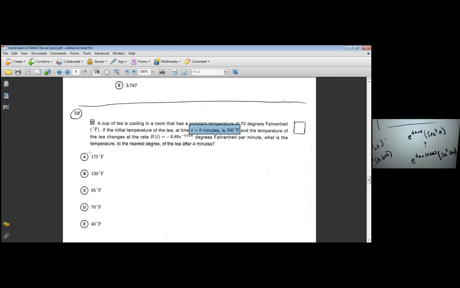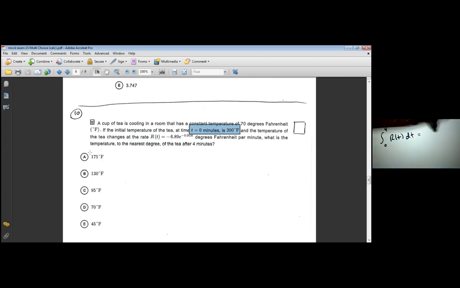So temperature's changing. They're giving us a rate. If you integrate a rate, you get an amount. So my instinct here is to try some FTC. If we integrate R of t from something they give me to something I want, they give me 0 and I want 4. If I integrate the rate, I get an amount. That would be T of 4 minus T of 0, right?